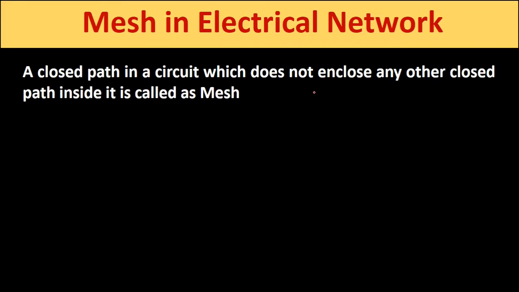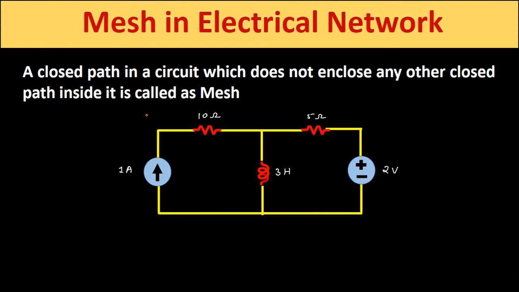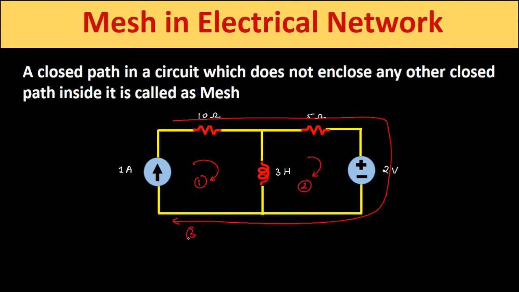Next is mesh in the electrical network. Mesh is a closed path in the electrical network which does not enclose any other closed path inside it. So that type of closed path is called as mesh. So to understand the mesh, again we will take this example. Here you can see we got this is one loop, this is second loop and one is our outer loop. Okay, this is third loop.